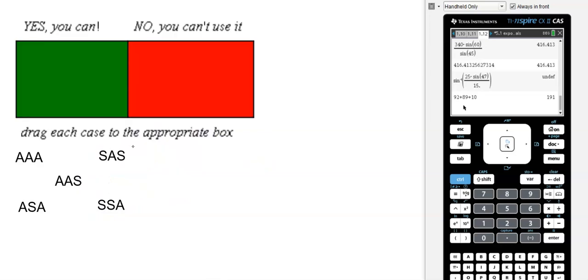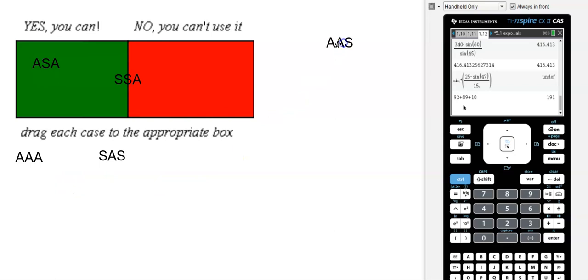What cases does it work? We talked about a couple of cases. I think we mentioned the ASA case. Yes, you can. We mentioned the SSA case, which is kind of in the middle. It's like, well, you can, but you've got to be careful, and sometimes it doesn't form a triangle. We'll talk more about the ambiguous case then. Let's talk about this case.